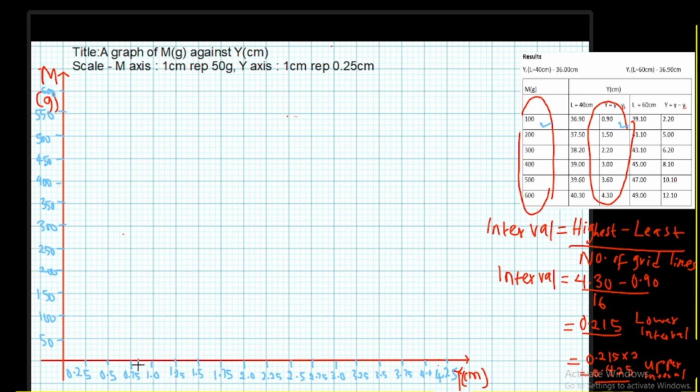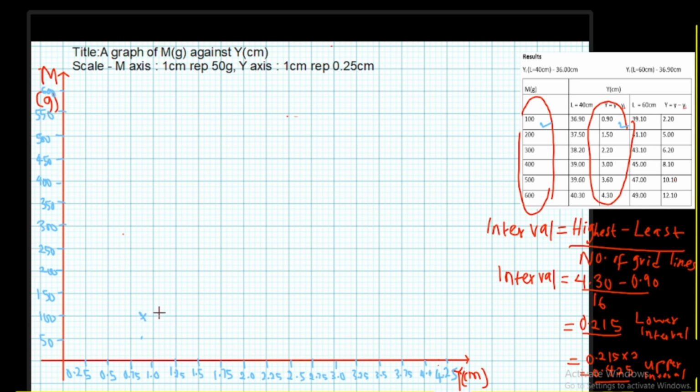Since we're moving towards the left, we're moving downward. If we're moving towards the right, we'll be adding 0.05. So here we have 1 minus 0.05, that will give you 0.95. You subtract again, minus 0.05, and that will give you 0.9. So 0.9 should be somewhere around here. We trace it down up to where we have 100, and then we mark it down.